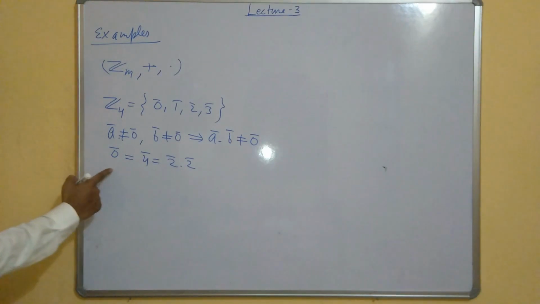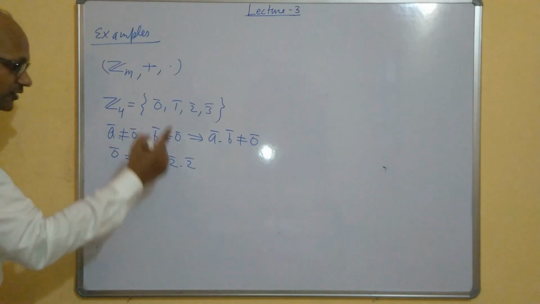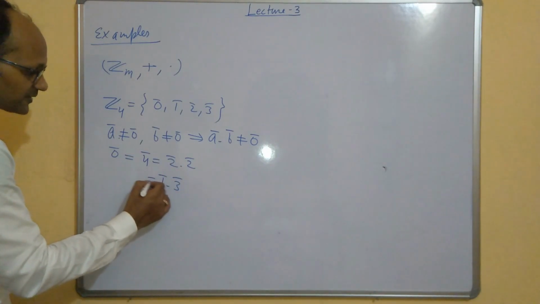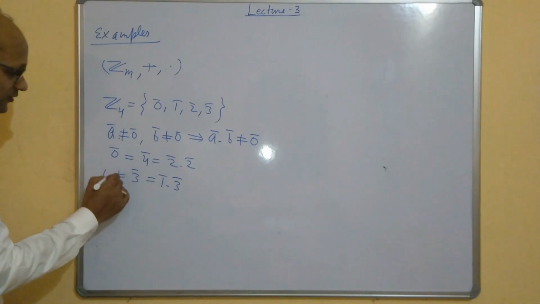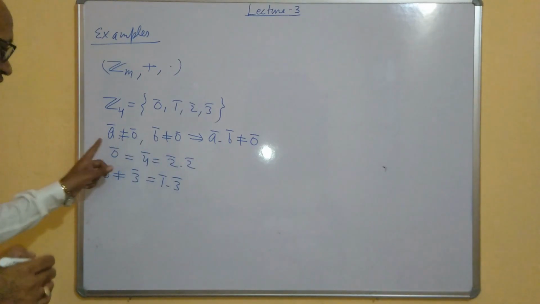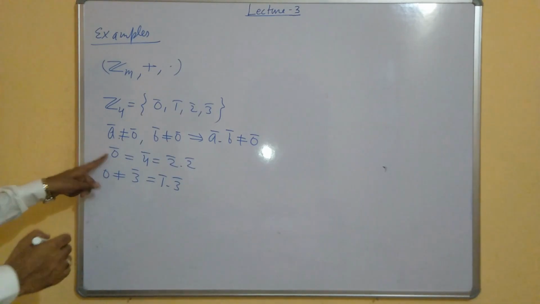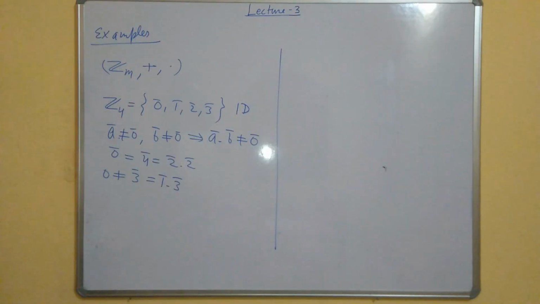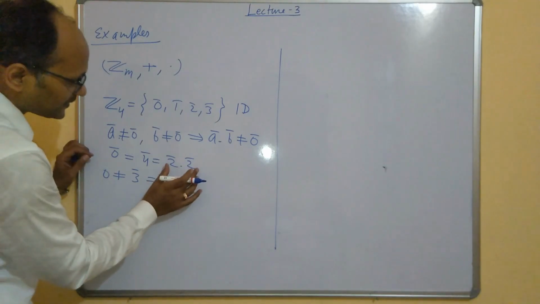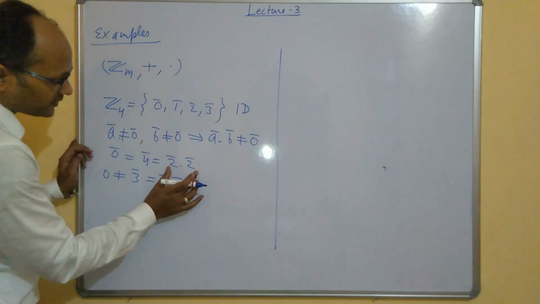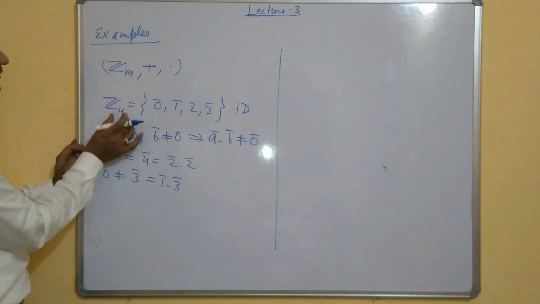So it means their product is 0, although it is not true for all the elements. For example, 1 into 3 bar is 3 bar, which is not equal to 0. So for some elements this is true, but it is not true for all the elements. So it means this is not an integral domain. Even if for one element it is not true, it is not an integral domain. And the reason behind this is that when you take the product of these two elements, it will become equal to this 4.